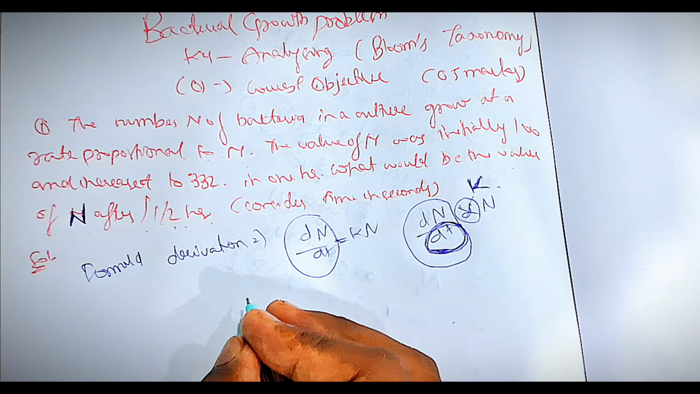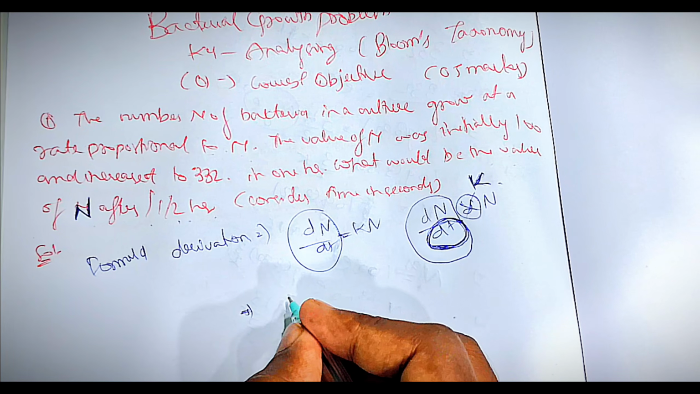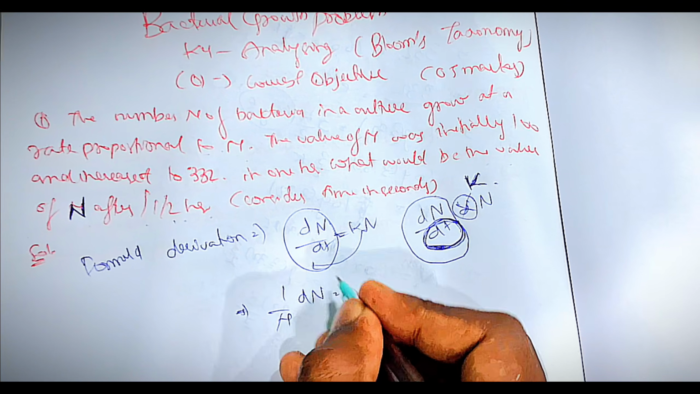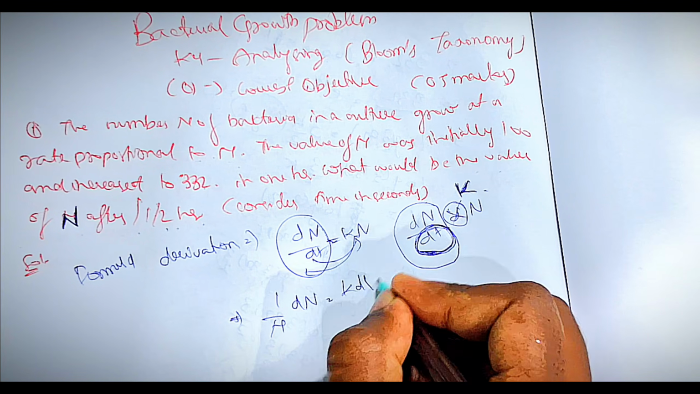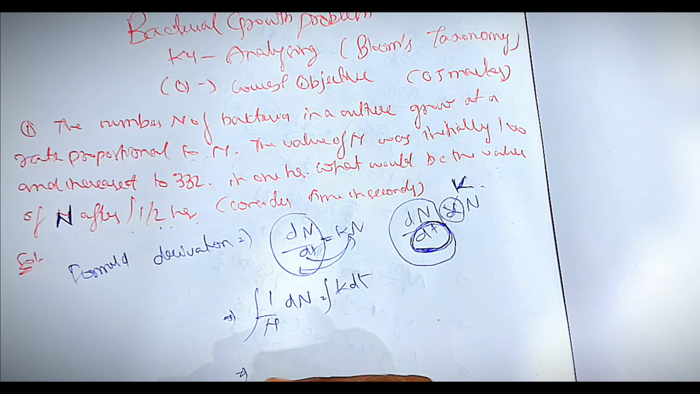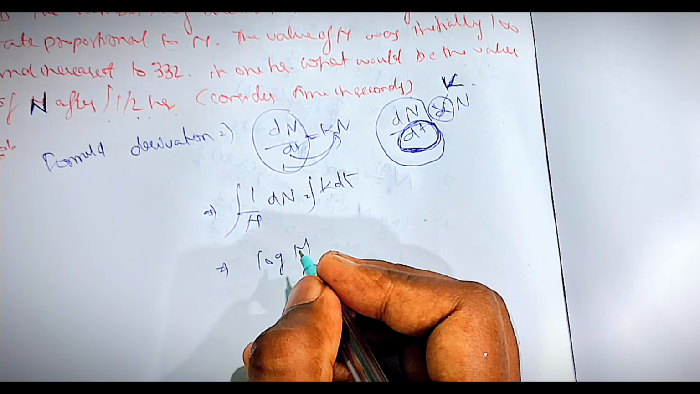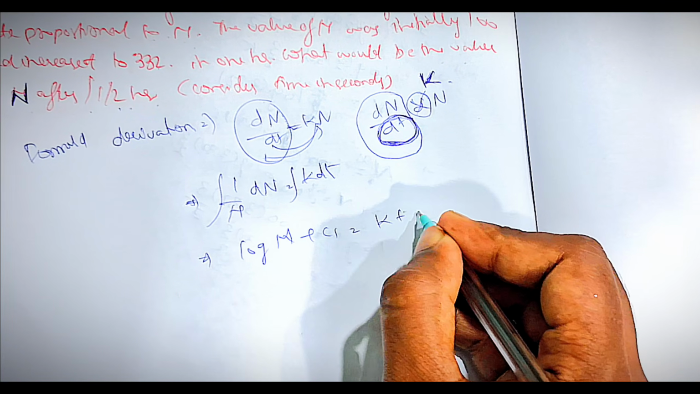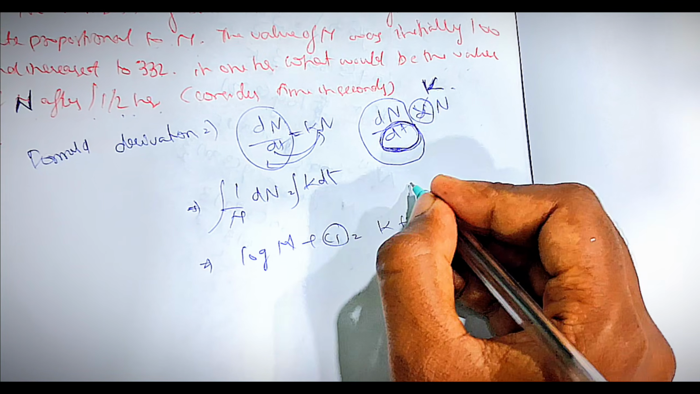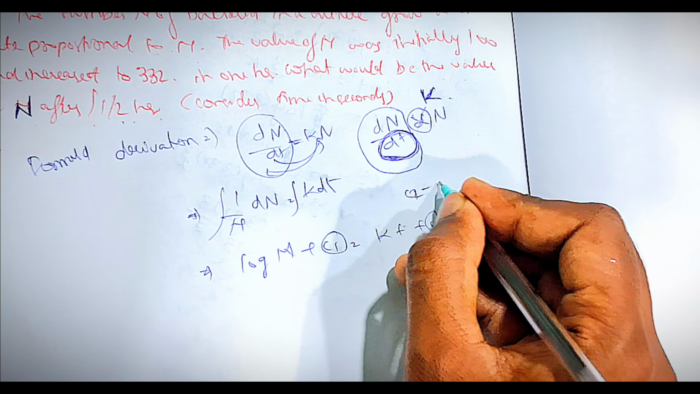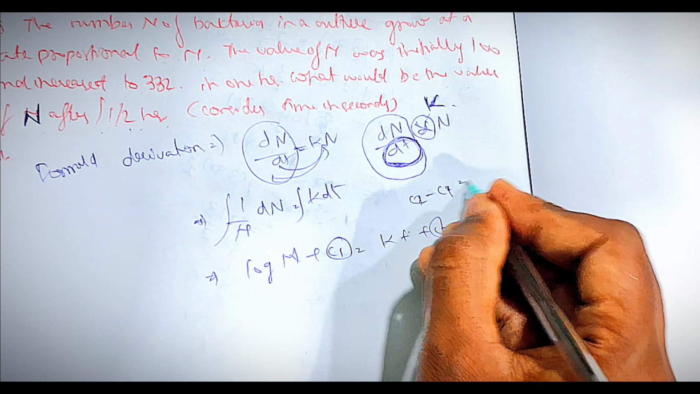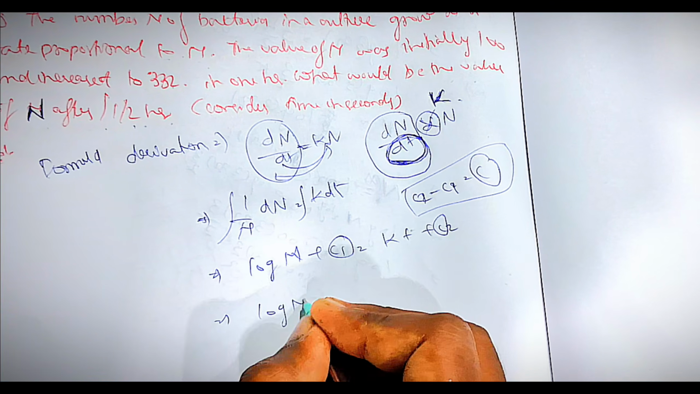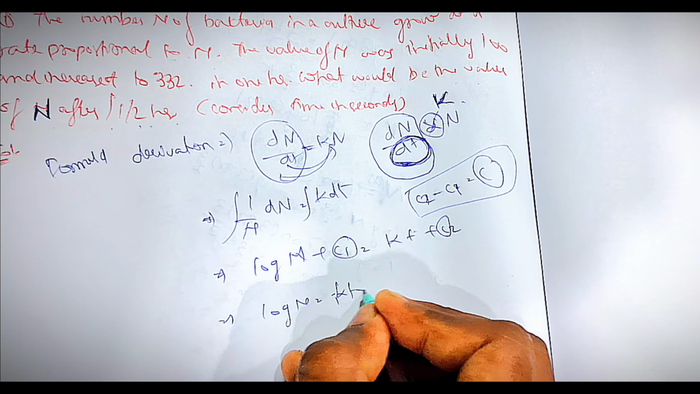Next we should derive the formula. So this will go to this side: 1 by n dn equal to k dt. Integrating on both sides, it will become log n plus c1 equal to kt plus c2. Then c2 minus c1 equal to c; let's take it as one big constant. So log n equal to kt plus c.